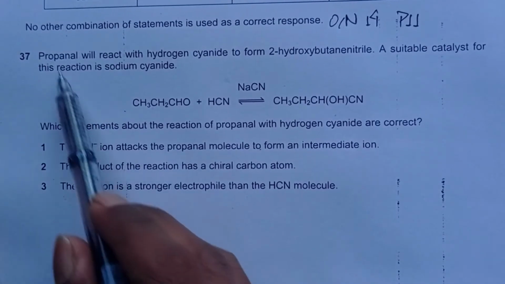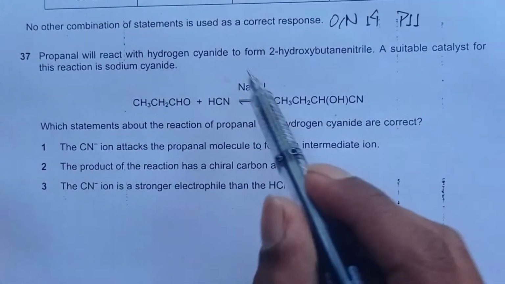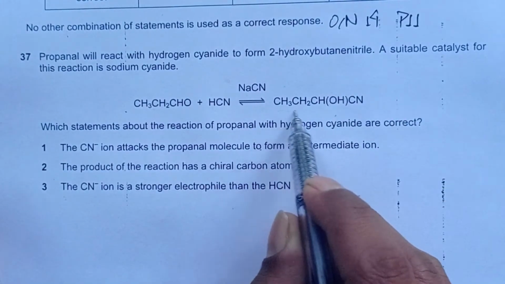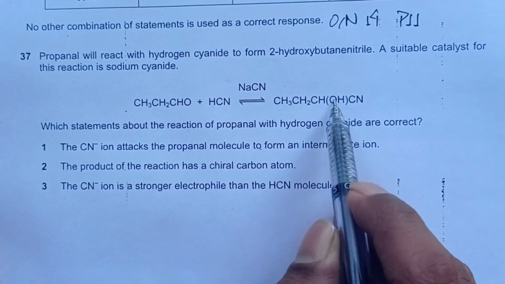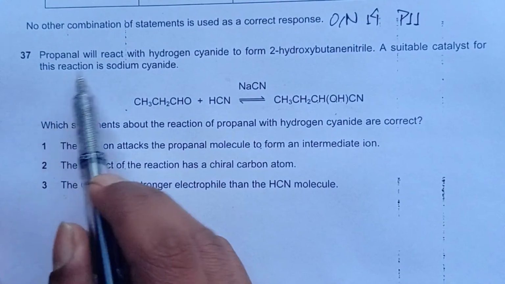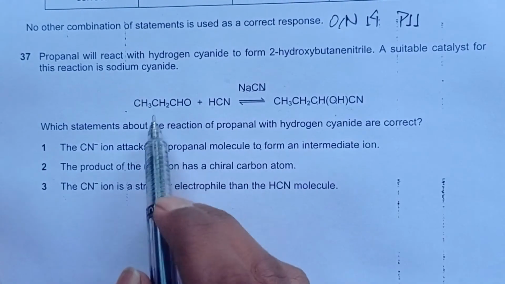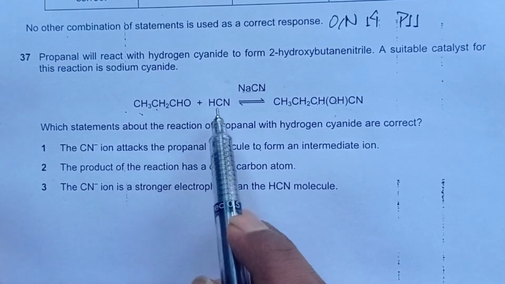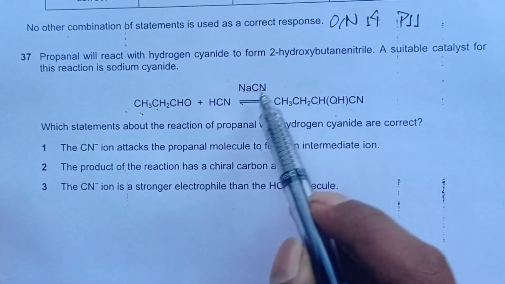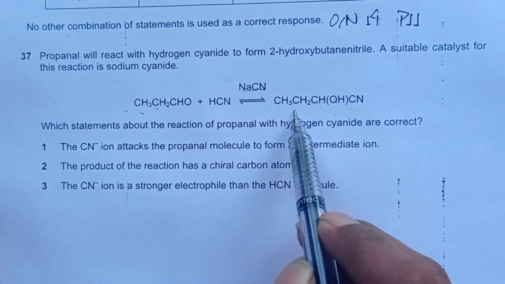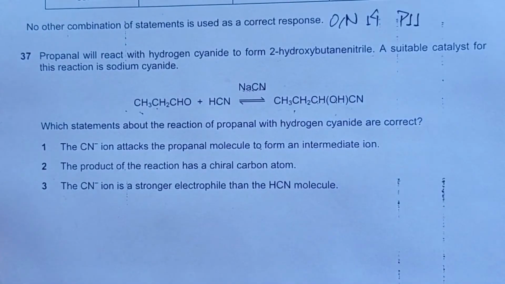So the question: which propanal will react with hydrogen cyanide to form 2-hydroxybutanenitrile. This is probably 2-hydroxybutanenitrile because OH is in the second position. A suitable catalyst for this reaction is sodium cyanide, given here. This is our reaction: propanal reacting with hydrogen cyanide in the presence of a sodium cyanide catalyst to give 2-hydroxybutanenitrile, which has also been given here.